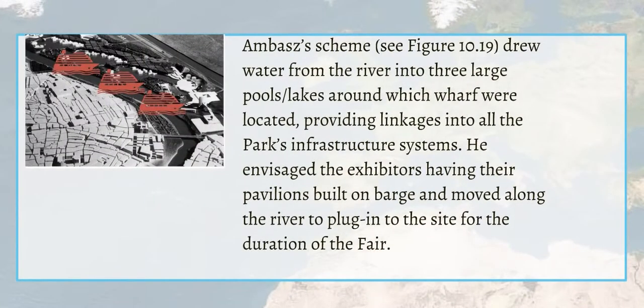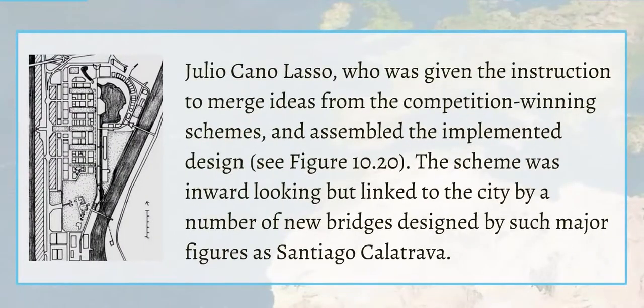Amber's scheme drew water from the river into 3 large pools, around which wharves were located, providing linkage into all the park's infrastructure system. He envisaged the exhibitors having their pavilions built on barges and moved along the river to plug into the site for the duration of the fair. Julio Cano Lazo was given the instruction to merge ideas from the competition-winning schemes and assemble the implemented design. The scheme was inward-looking, but linked to the city by a number of new bridges designed by such major figures as Santiago Calatrava.